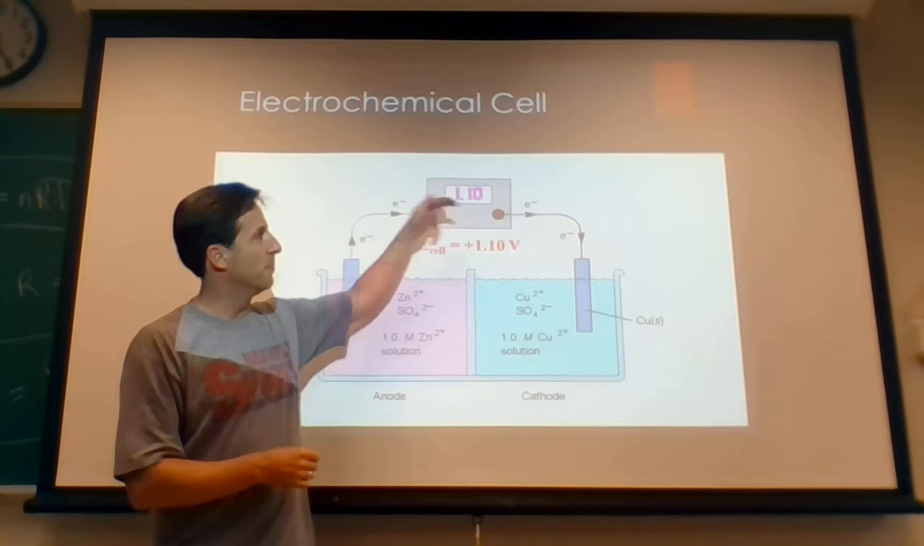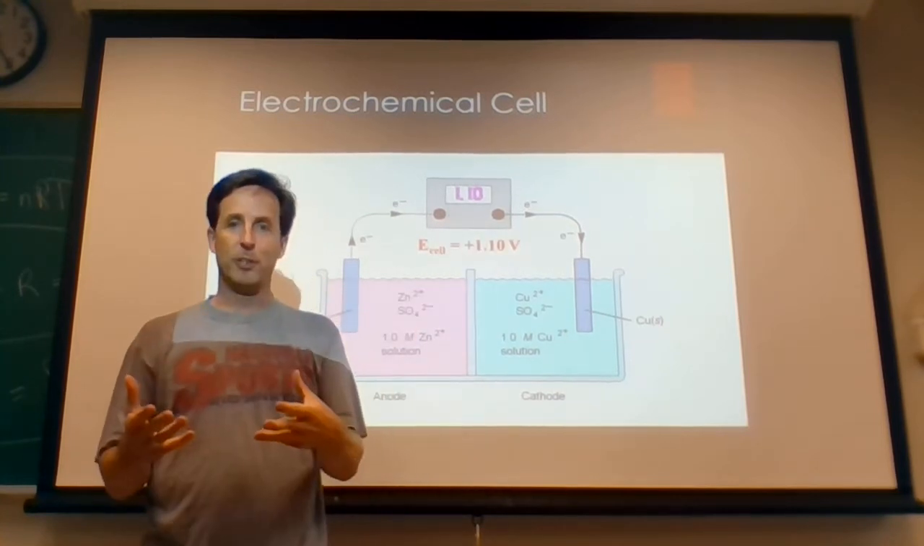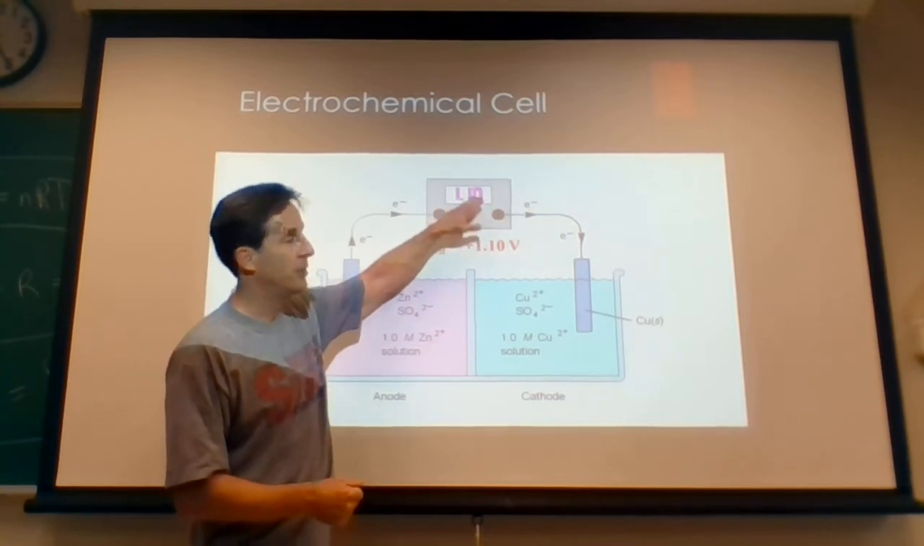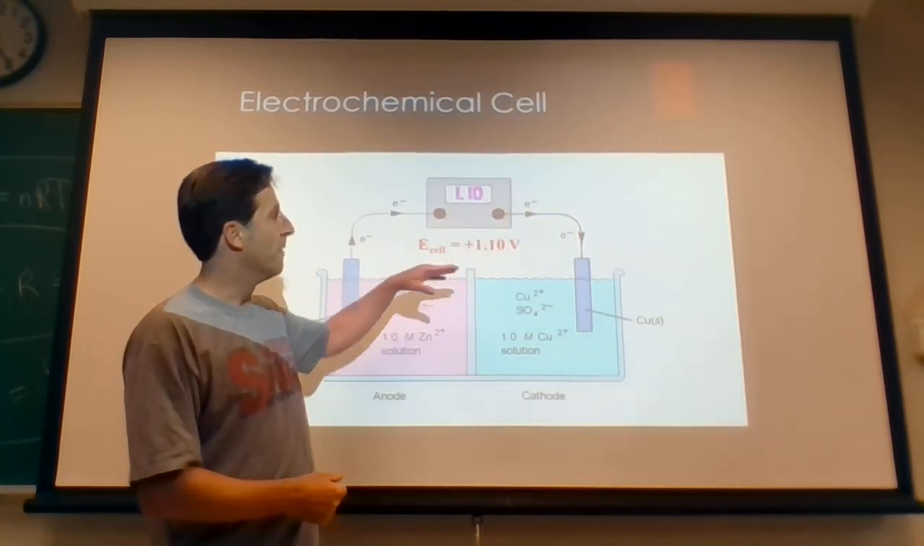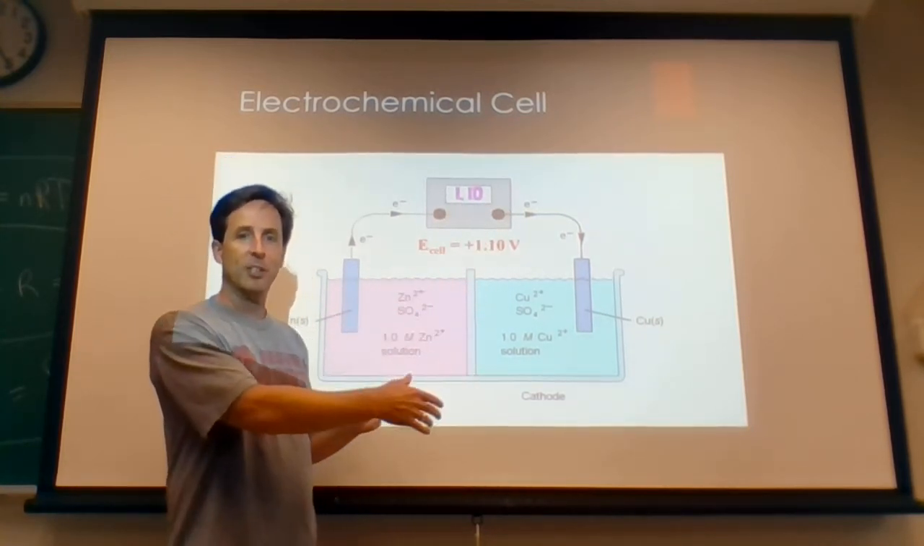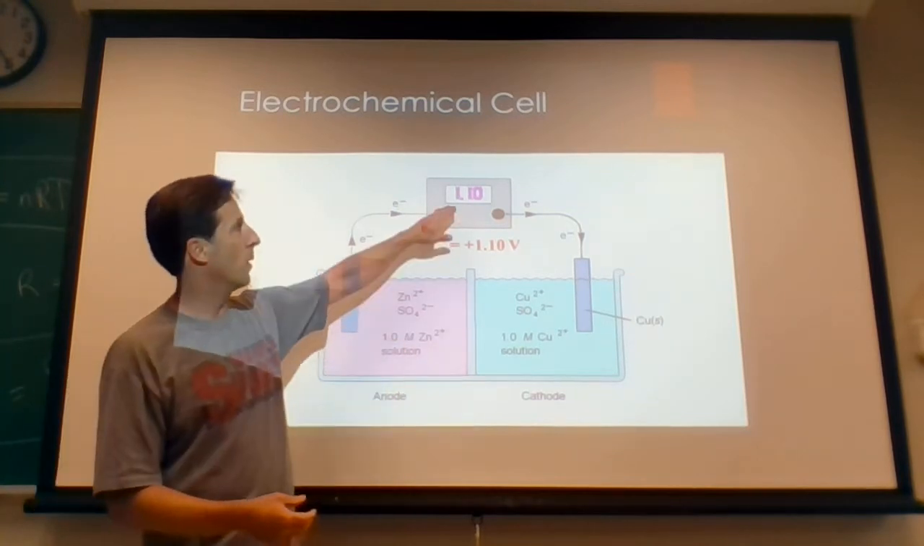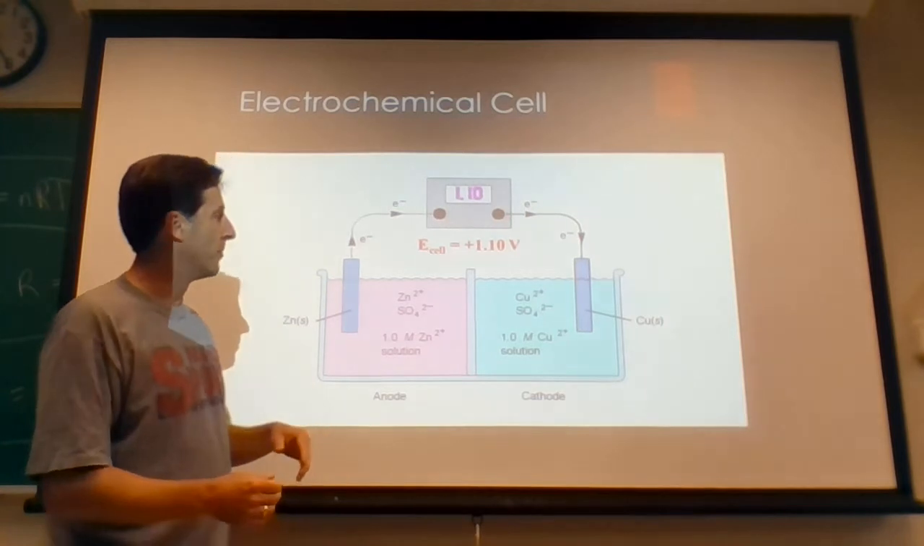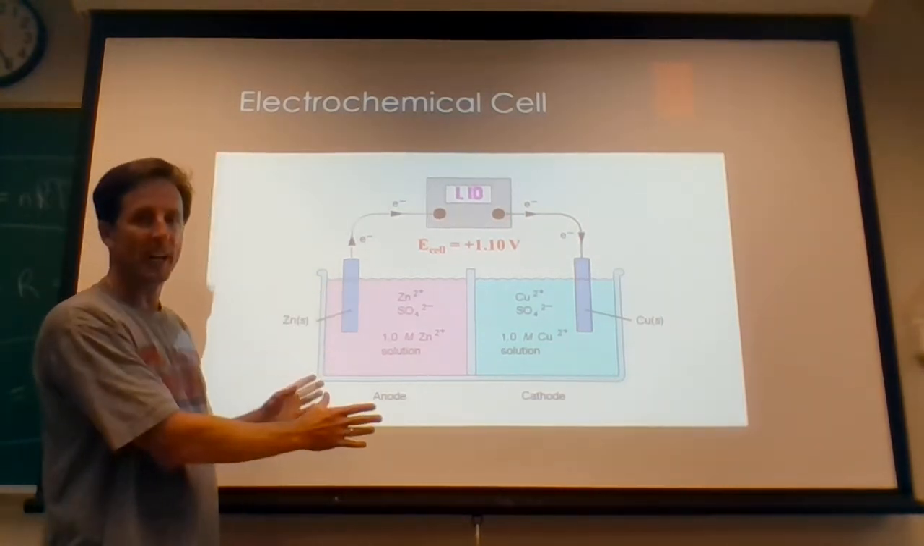When the electrons move, that creates a voltage. And if we actually hook up a voltmeter, we can measure the voltage of the cell. For a standard cell between these two, the voltmeter would read 1.10 volts. We'll get into those measurements in a little bit. But for now, this is the electrochemical cell.